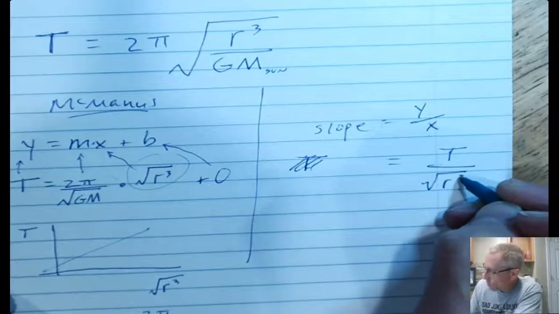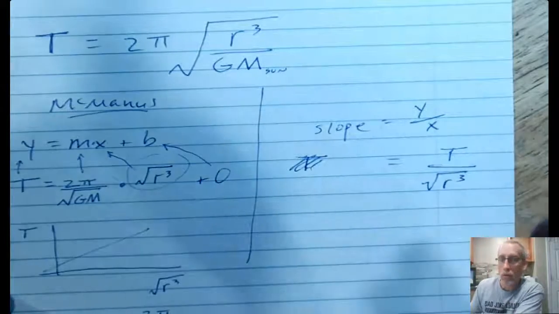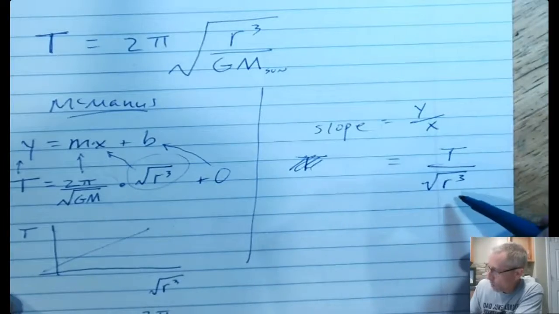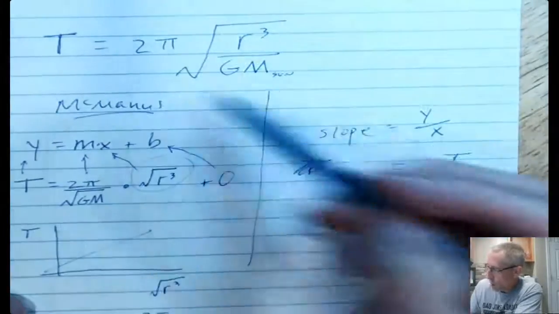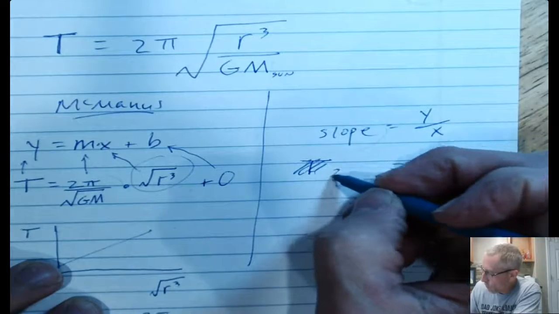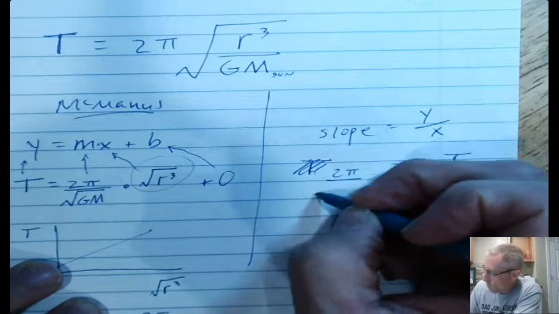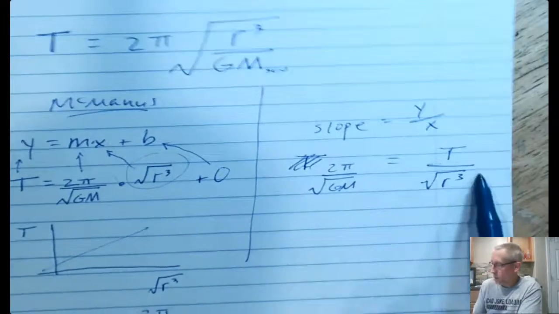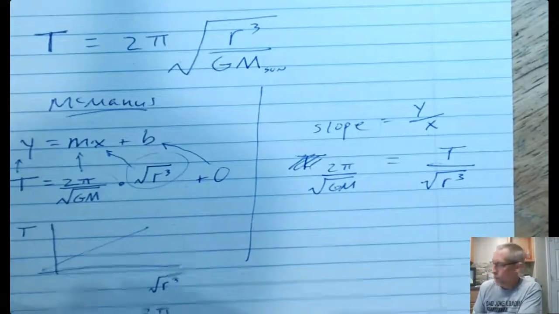And all we're doing here is Algebra 1 level stuff. We're just rearranging this equation so that we separate things. So the two variables are here, and what's left over here is the 2 pi, the square root of gm, okay? So again, this and this, totally equivalent.